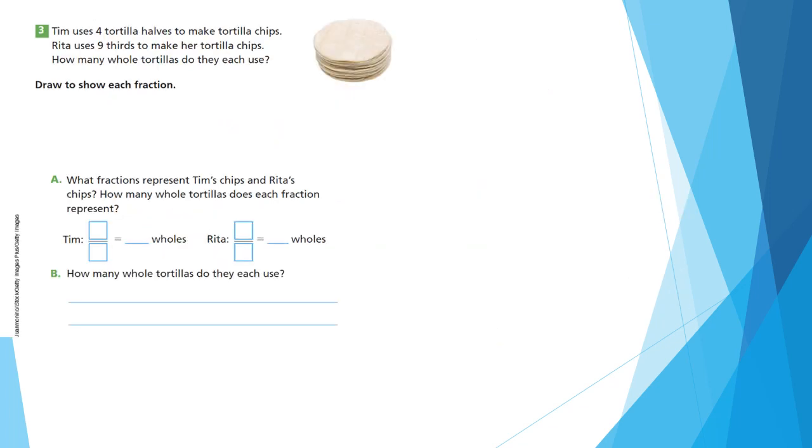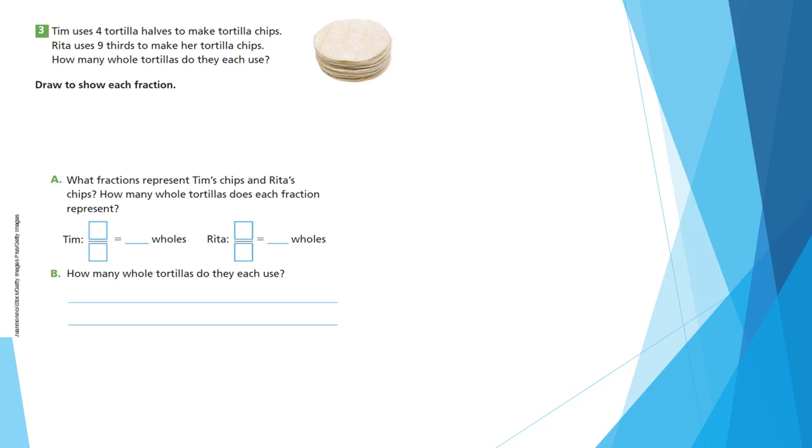Okay, boys and girls, let's look at number 3. In class, we would do the 3 reads. So I'm going to do the 3 reads and discuss what the situation is about. Tim uses 4 tortilla halves to make tortilla chips. Rita uses 9/3 to make her tortilla chips. How many whole tortillas do they each use? So I see that the situation is about 2 people making tortilla chips, they're using tortillas, and we want to compare how many wholes they're each using.